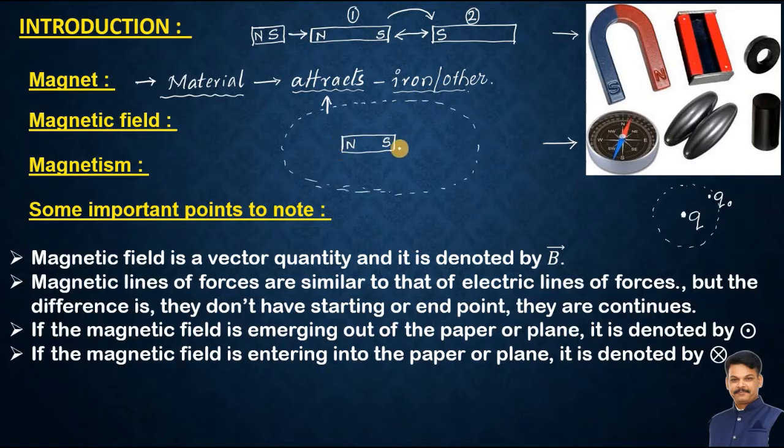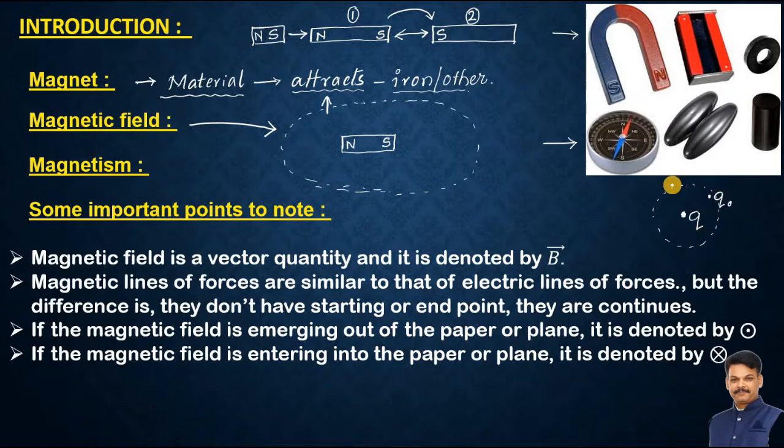Whenever we have a magnet, there will be a region around that magnet, and that region present around the magnet is called the magnetic field. Okay, so what is the basic property of this magnetic field?